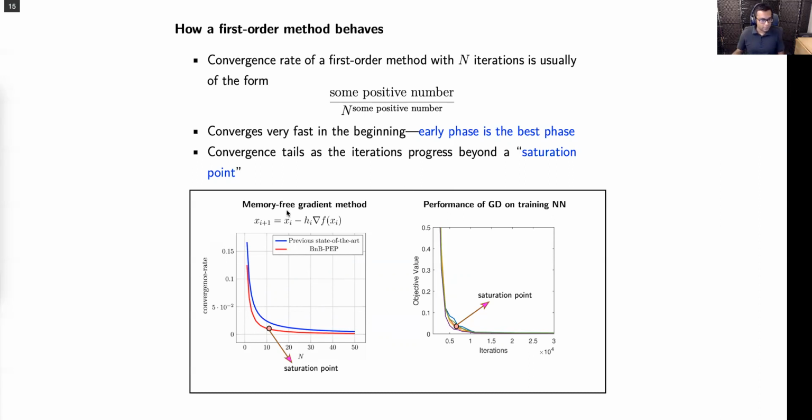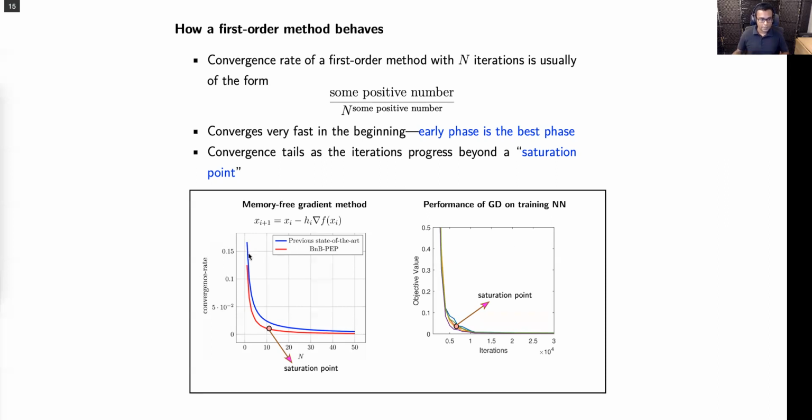I am showing two examples. One is the first example that I illustrated at the very beginning, for a memory-free gradient method. And the other one is the performance of gradient descent on training a neural network. You are seeing several curves because there are several training data sets. Even though the application context is very different, in this case we are trying to minimize a convex function. Here, we are trying to minimize a non-convex function.